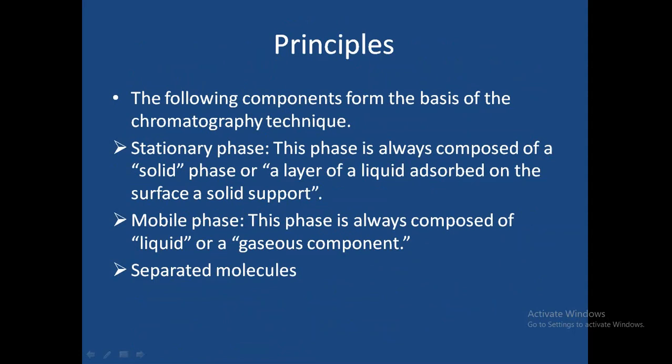The following components form the basis of the chromatographic techniques. So what are the important components that form the basis of the technique? First one is stationary phase. This phase is always composed of a solid phase or a layer of liquid adsorbed on the surface of solid support. And mobile phase is always composed of liquid or a gaseous component. So it should be a movable one. And by using this appropriate type of stationary and mobile phase in each type of chromatography, we will be able to separate the molecules successfully.